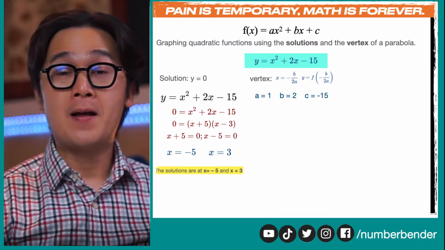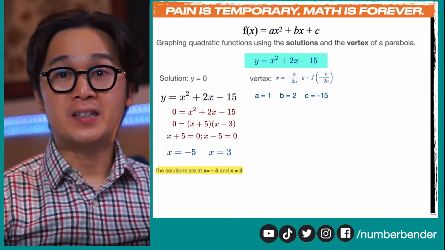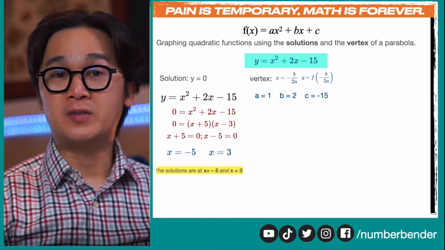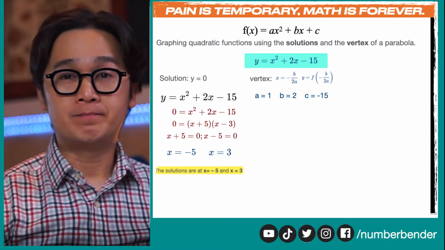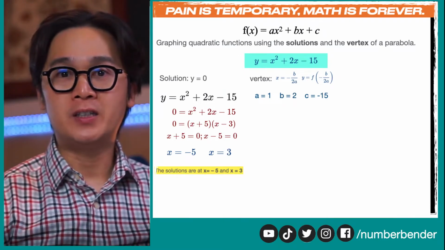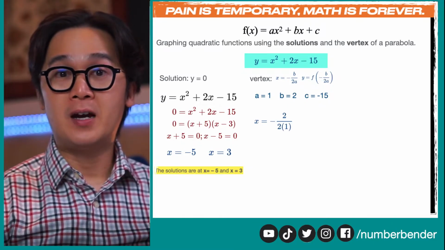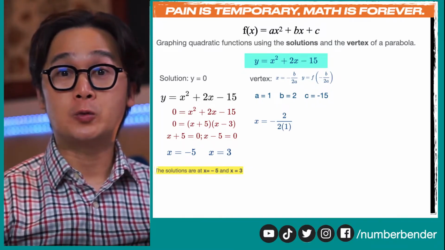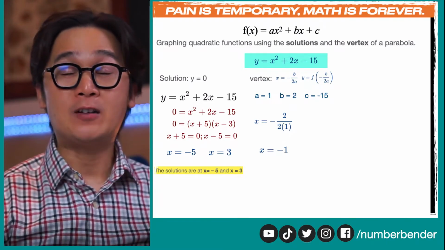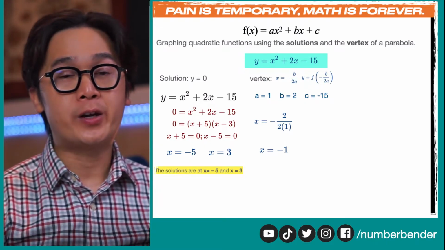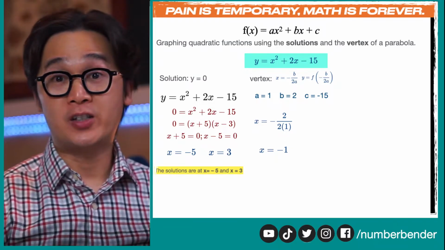So let's have a equal to 1, b equal to 2, and c equal to negative 15 for the coefficients of the terms in our quadratic function. So by using the formula, we'll have negative 2 all over 2 times 1. And we know that the x-coordinate would be equal to negative 1, which is also our axis of symmetry.